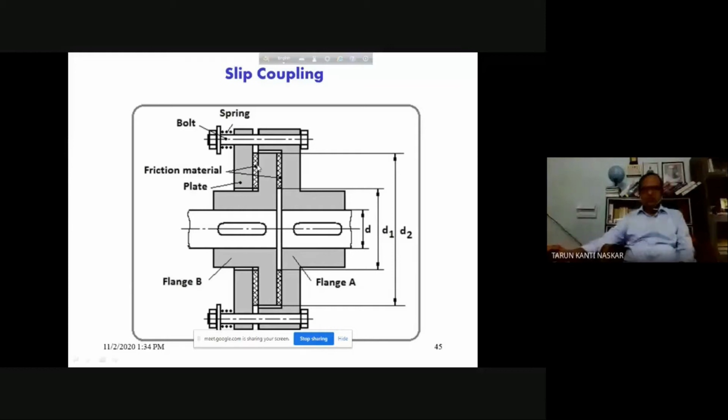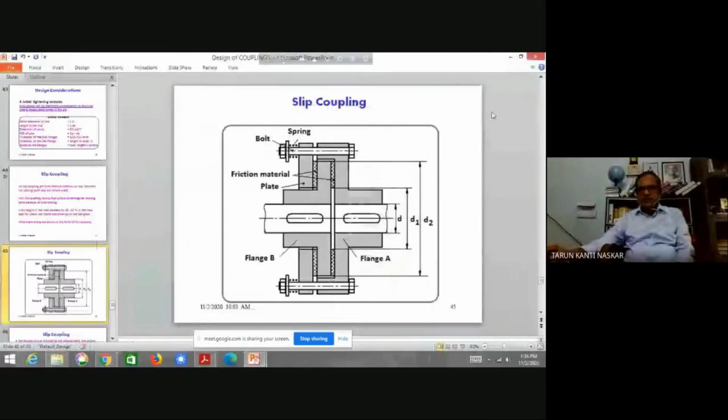So this is the problem here. This frictional force is responsible for torque. So let him enter first.